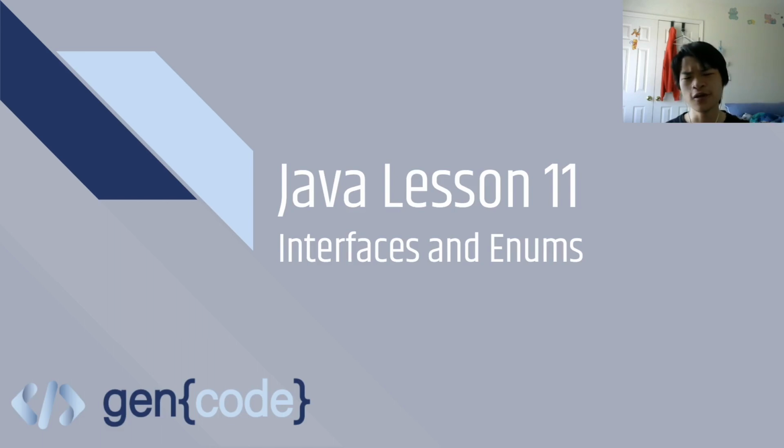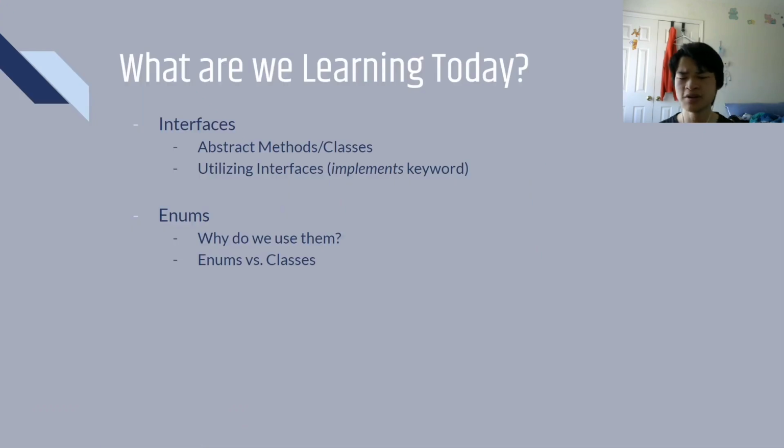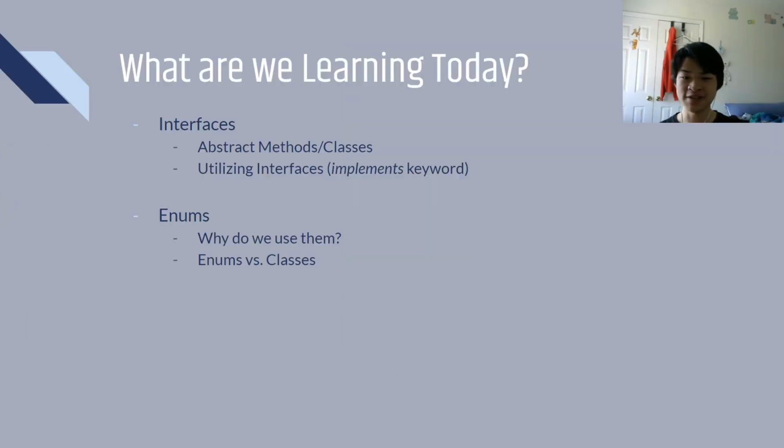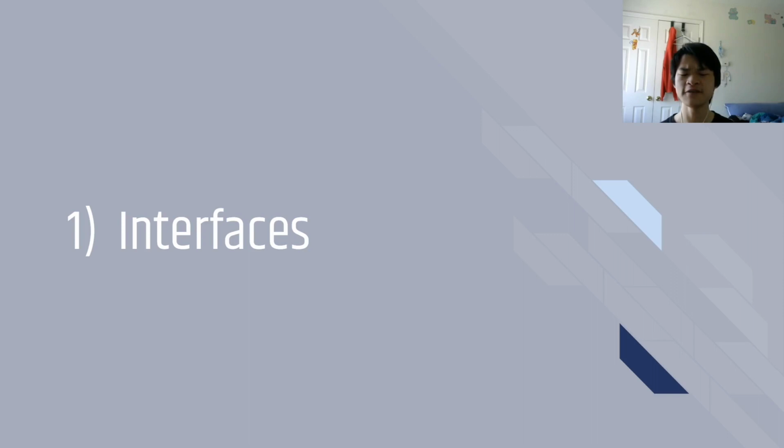So, today, we're going to be learning about interfaces and enums, also known as enumerators. So, what exactly does that mean? Well, we'll be learning about interfaces, obviously. We'll also be learning about how abstract methods and classes work, since they also deal with interfaces. And then we'll be talking about how interfaces are utilized in actual classes. Next, we'll be talking about enumerators and why we use them. And it turns out that enums and classes actually have a lot of similarities. So we're going to be discussing the similarities and the differences between the two, as well as the advantages and disadvantages.